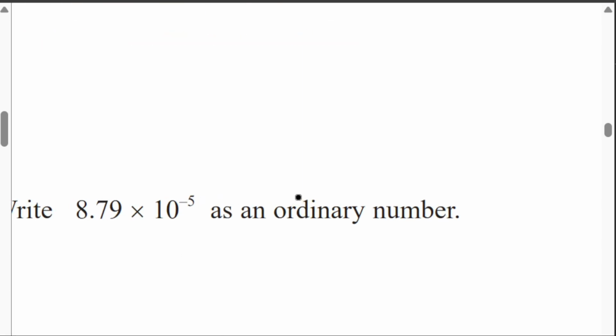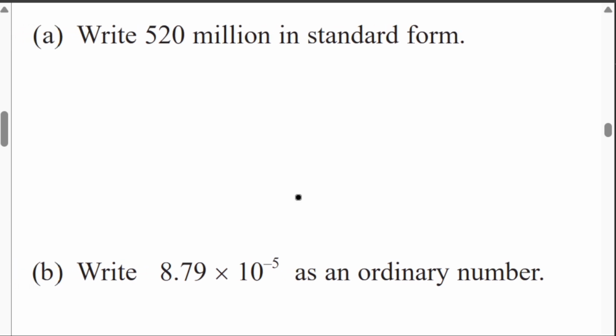The first part says, write 520 million in standard form. Let's first write 520 million. Oh, this is very big. So it's 520, and then million is 6 zeros. Now, to write a number in standard form, we need it to be less than 10 and one or more. So we need it to be 5.2, because it's more than 1 and less than 10.